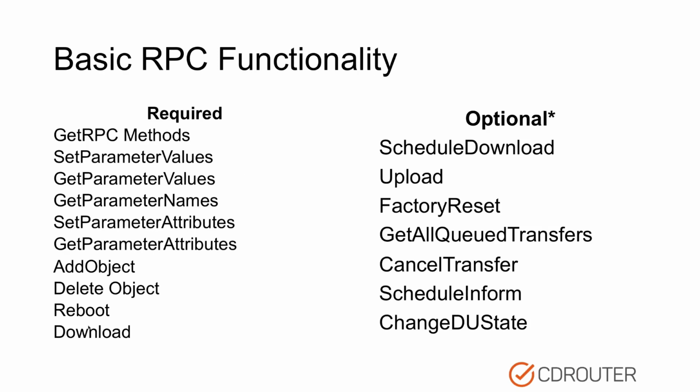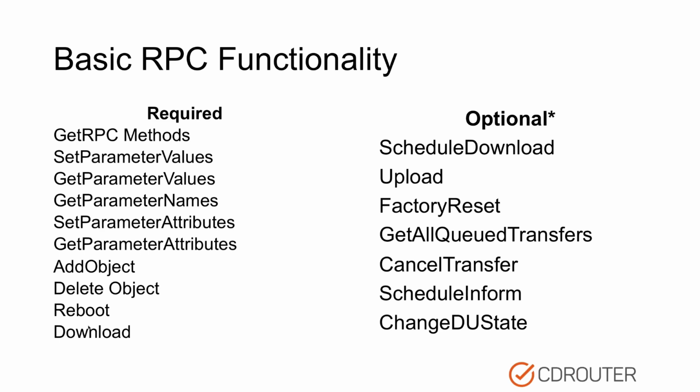So let's talk about basic RPC functionality. This is sort of the next step in a robust test scheme for TR-069. The ones on the left are the ones that are required, and these are the ones that are necessary for TR-069 itself to operate. And if the CPE doesn't support any of these, it's not likely that they're going to be interoperable with an ACS. And some things about TR-069 might not even work. And so you want to make sure that these RPCs and the rules around them work correctly.